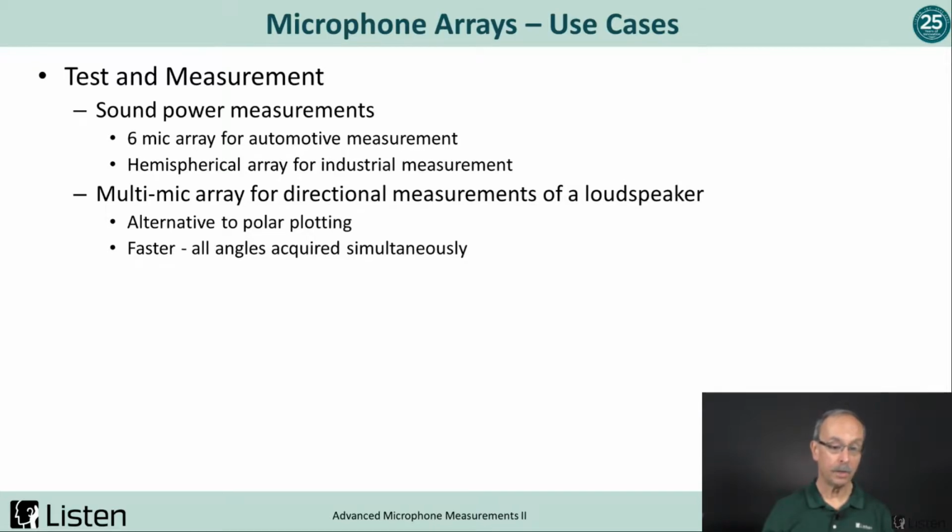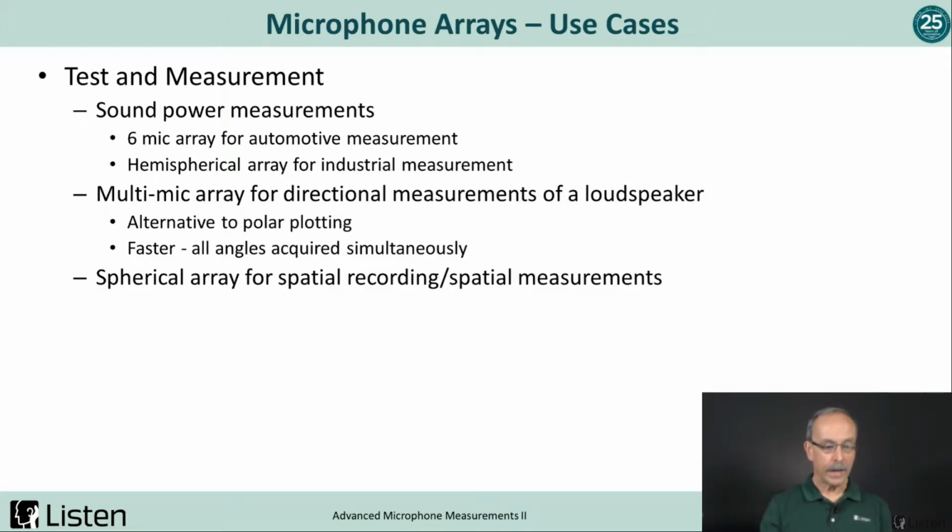So it's an alternative to polar plotting, and it's much faster because we're able to acquire all of our angles simultaneously. The only limitation here is your number of channels. So you really do need to have quite a large array for this, and SoundCheck can support up to 64 microphones, so that should cover most of these applications quite nicely.